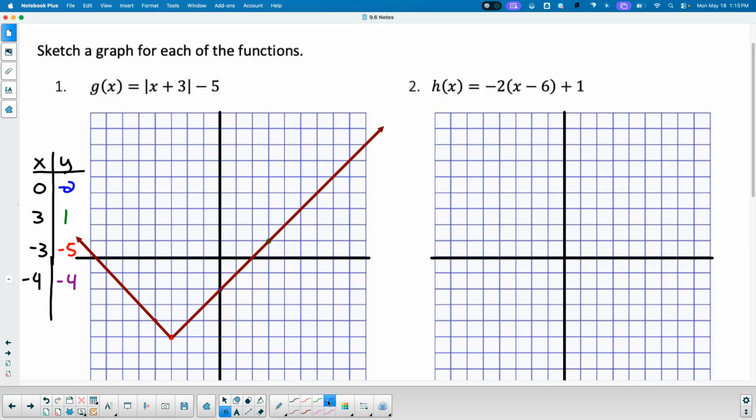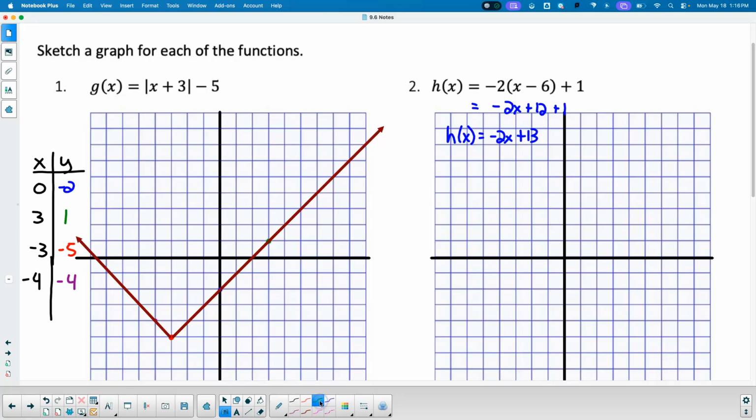Can I graph number 2 as is? Or do I need to make a T-chart? Or do I need to do something else? Distribute the -2 in. Alex, what am I trying to make it look like when I distribute the -2? y equals mx plus b, because then I know the slope and the y-intercept. So if I distribute my -2, I get -2x plus 12 plus 1. So h of x equals -2x plus 13.